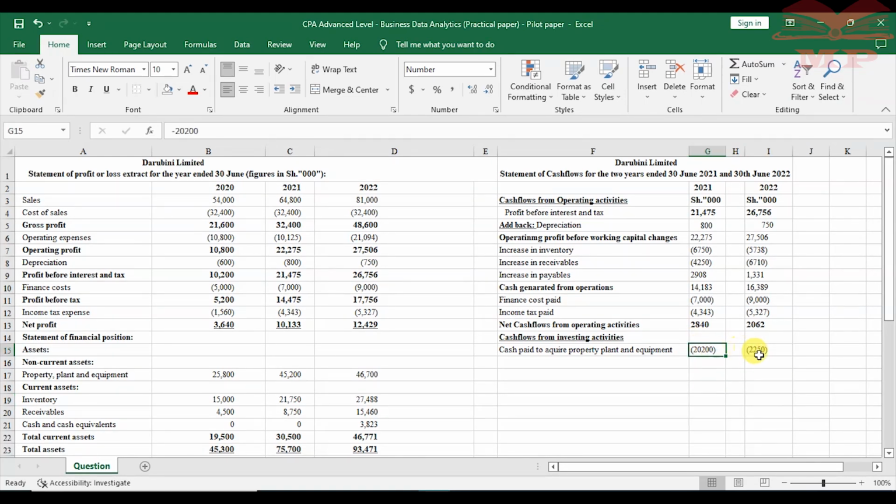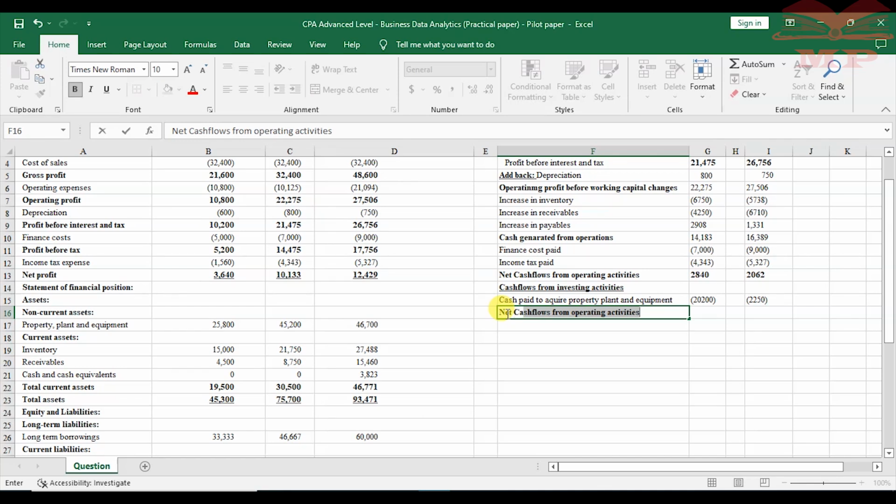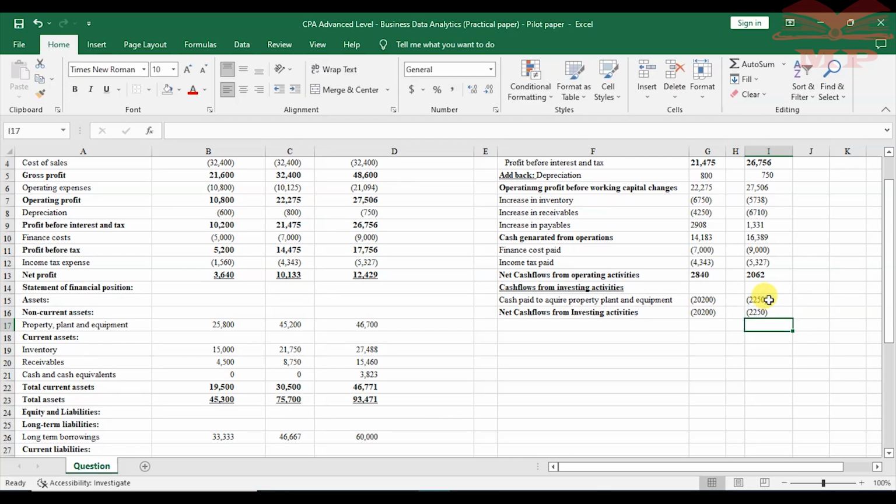So I believe you've seen how we got 2,200 and 2,250. Now there is no other investing activity apart from that. There are no other non-current assets that we can use. So we'll be getting net cash flows from investing activities, the same answer that we have here. Net cash flows from operating activities: I want this bold because it's such a major heading.